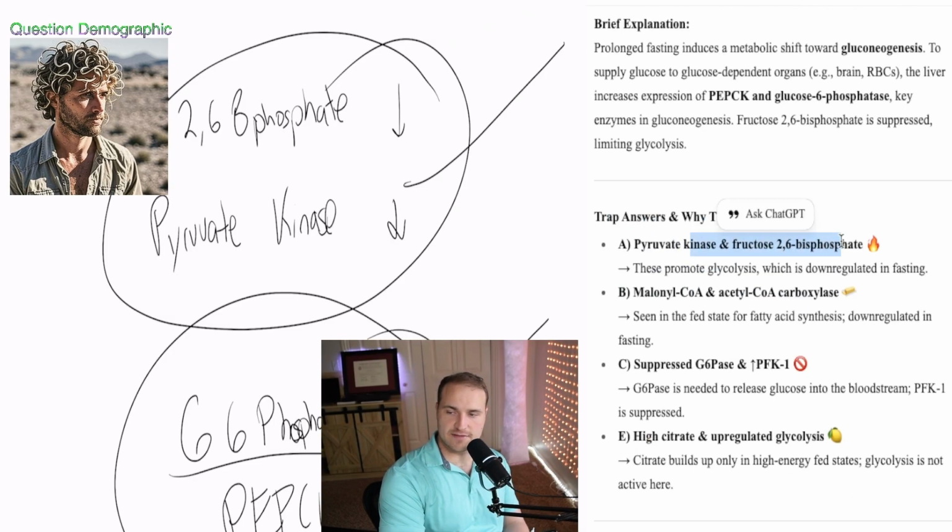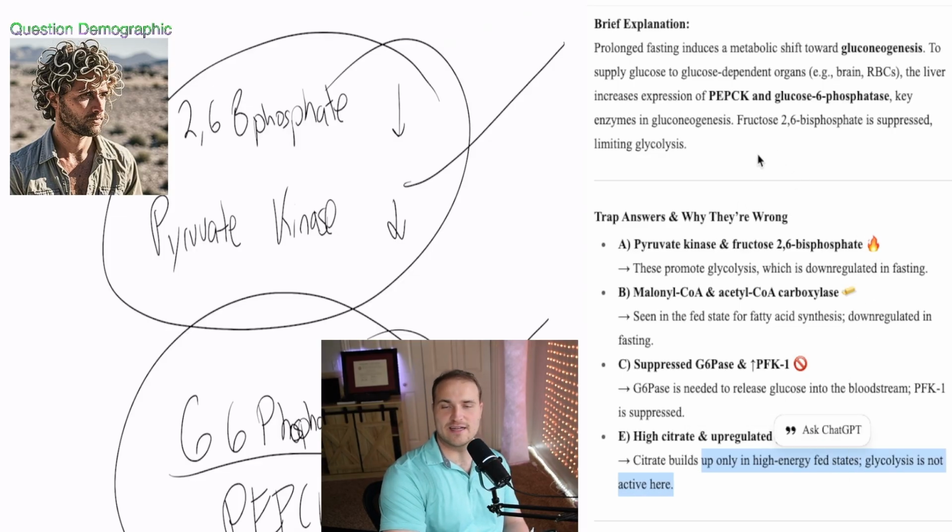Pyruvate kinase and fructose 2,6-bisphosphate promote glycolysis. Malonyl-CoA is seen in the fed state, downregulated in fasting. Suppressed G6Pase? Well, that's needed to release the glucose into the bloodstream, so you can't suppress it. High citrate builds up only in high-energy fed states. So yeah, your liver actually kind of turns into a glucose factory after 24 hours of not eating. Your liver's like, let me fix that. So your body's starved of food and it just adapts.